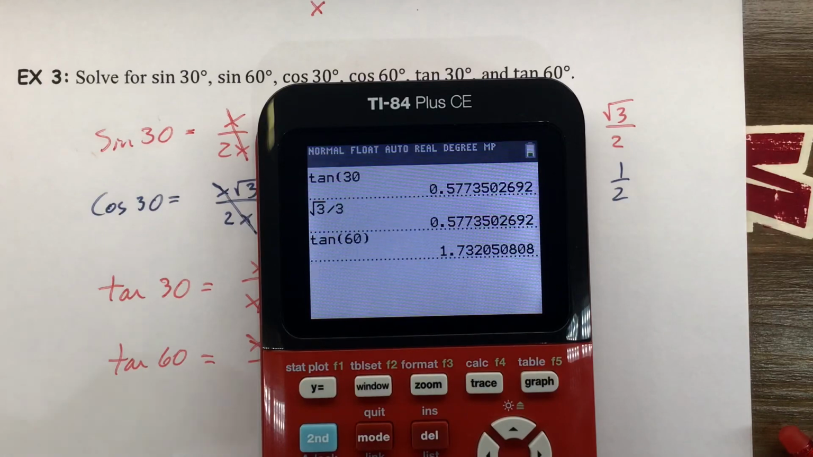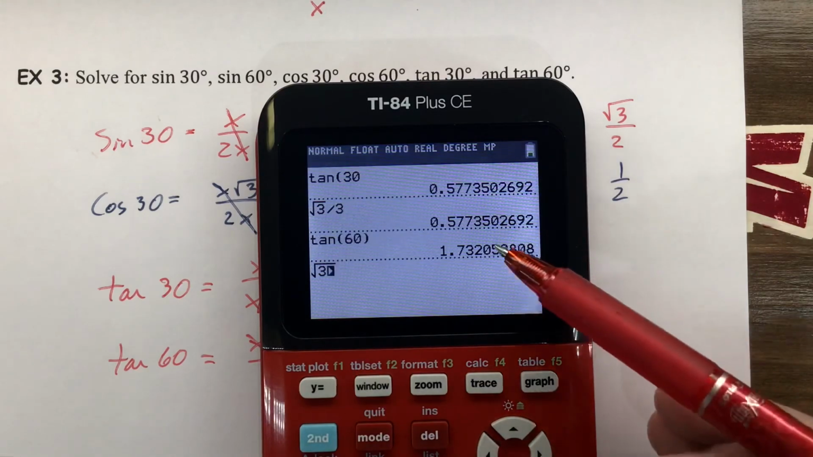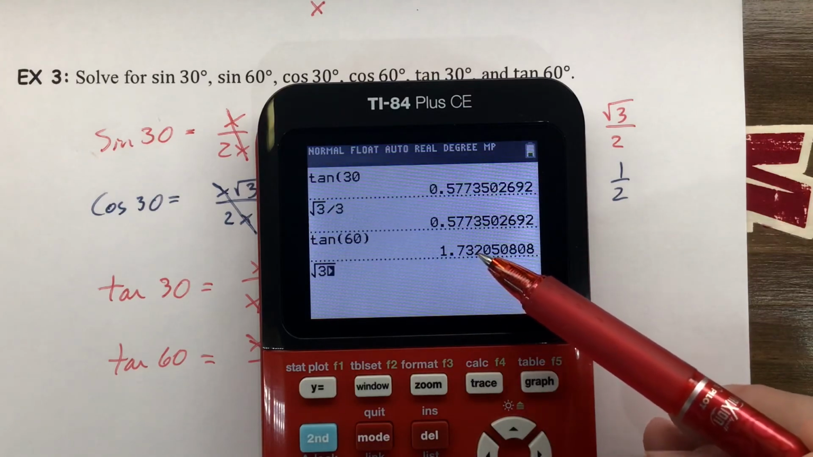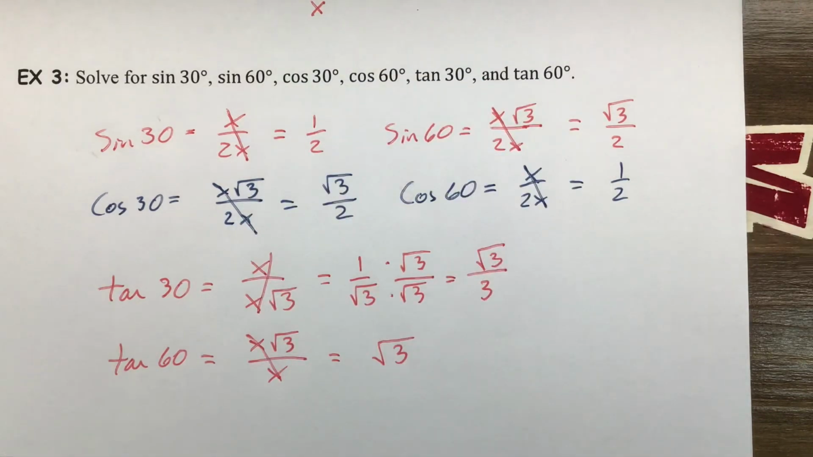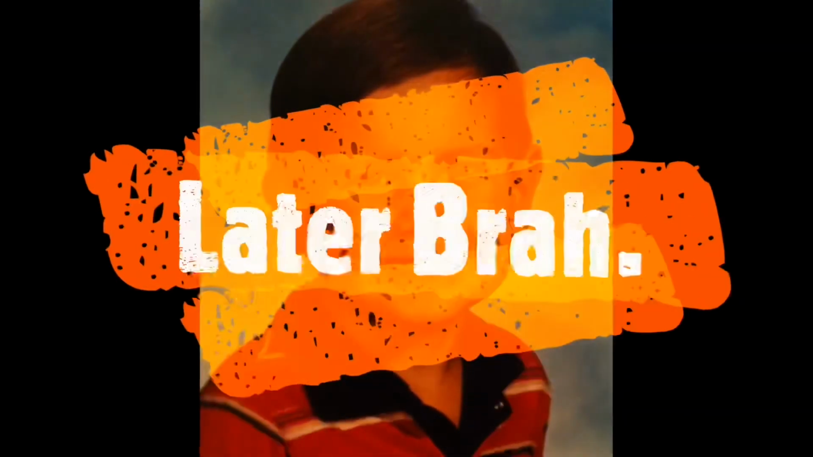We got that, and the square root of 3. You should already know that 1.73 is approximately the square root of 3. That was back from geometry, but there it is. They are all verified.